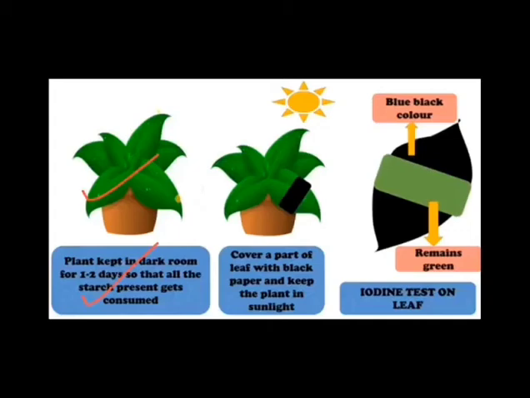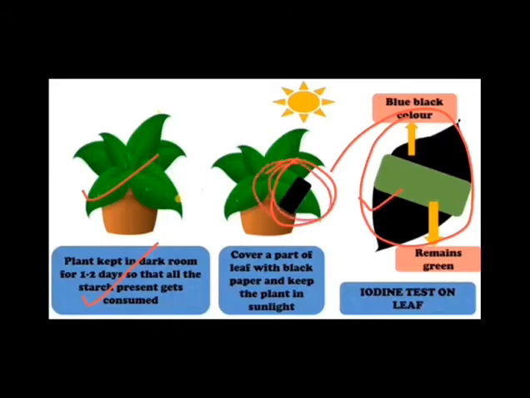After that, cover a part of the leaf with black paper like this and keep this plant in sunlight. Then you will perform the same iodine test on this leaf, and you will notice that the part of the leaf which is covered with the black paper remains green by the iodine test, and the rest of the part which is not covered turns blue black in color after the iodine test.